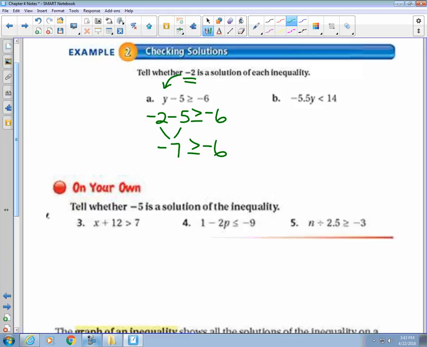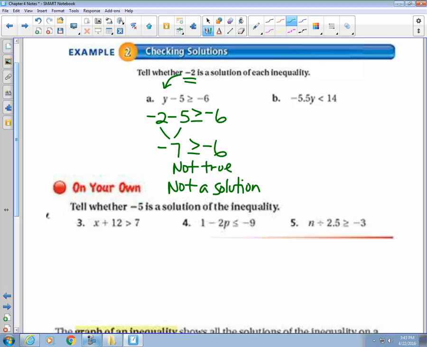Well, negative 7 is actually further to the left on the number line than negative 6, which means it's actually smaller than negative 6. So this is not true, which means negative 2 is not a solution for this inequality, y minus 5 greater than or equal to negative 6. So not a solution because it did not make it true. All right, let's try part B.